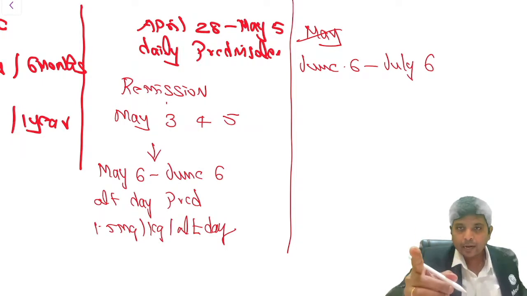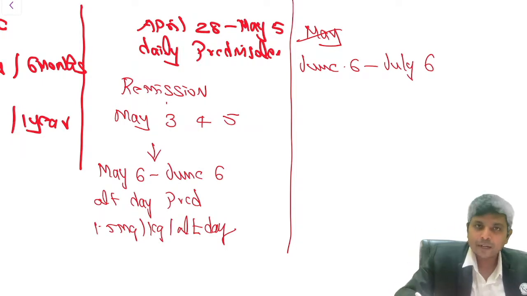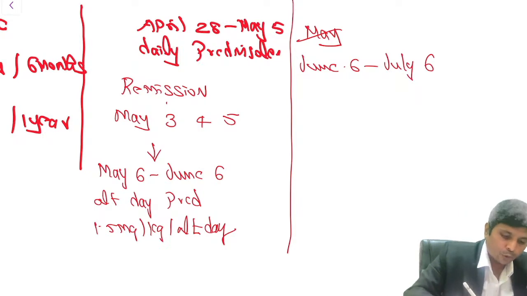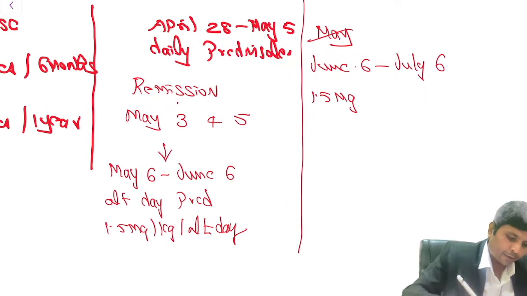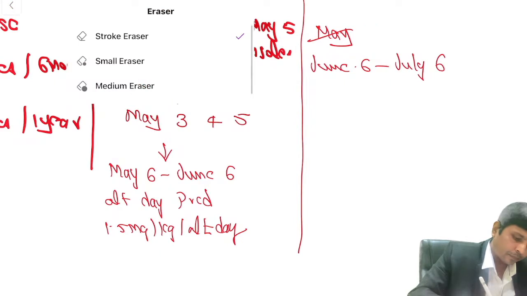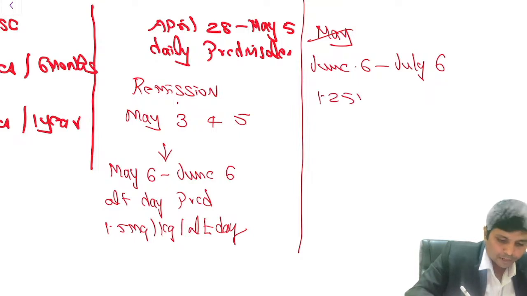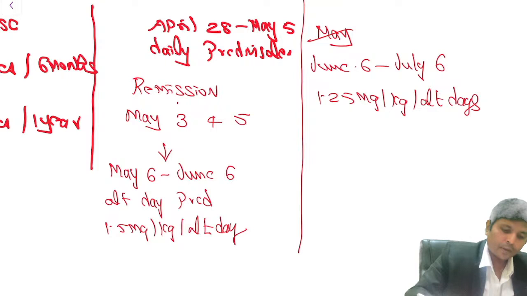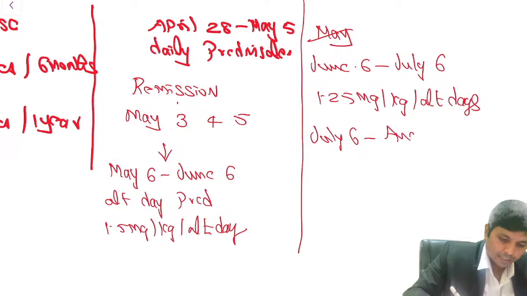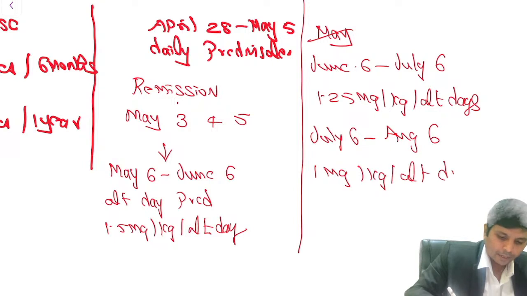From May to June 6, you had given 1.5 mg per kg of prednisolone on alternative days. From June to July 6, you need to give 1.5. Already you had given 1.5. Now you need to give 1.25 mg per kg on alternative days. Then from July 6 to August 6, you need to give 1 mg per kg on alternative days.